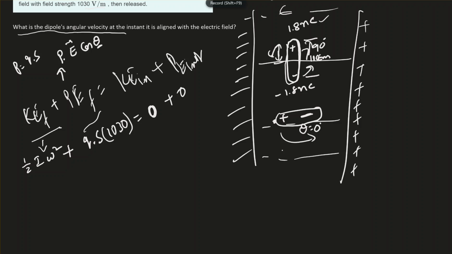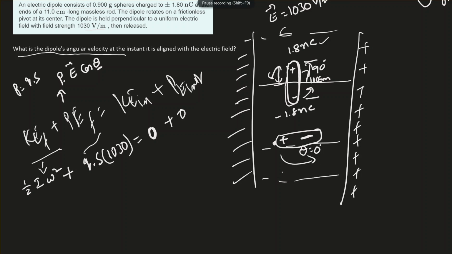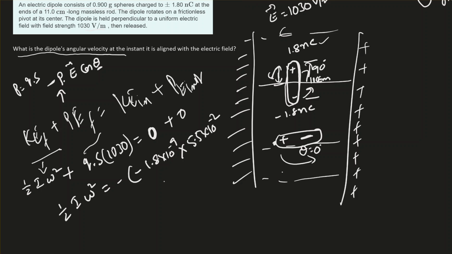Here I think I forgot to mention, PE is negative PE cos theta, so when it goes to the other side it will become negative of negative, it will become positive. So half I omega square equal to negative of negative charge, which is 1.8 nanocoulombs, 1.8 times 10 to the power of minus 9, and S is the distance, which is 11 centimeter over 2, 5.5 centimeter. So 5.5 times 10 to the power of minus 2 times 1030.